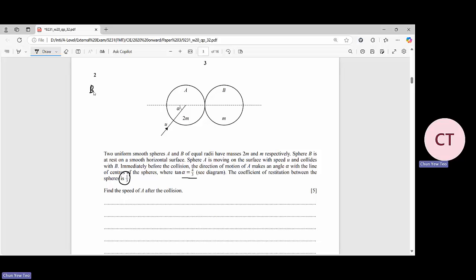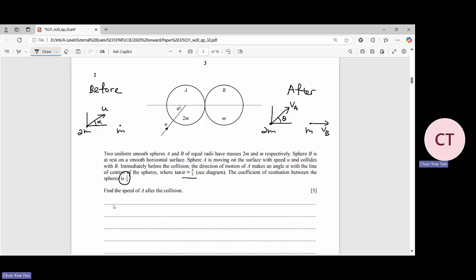For this question, usually I will write before and after over here. So before, the direction of A goes like this. This is the alpha, this is u, this is 2m. Before, B is at rest. Then after, I will assume it will move in such a way. This is called VA, and VB has to go this way. This is the 2m, this is the m.